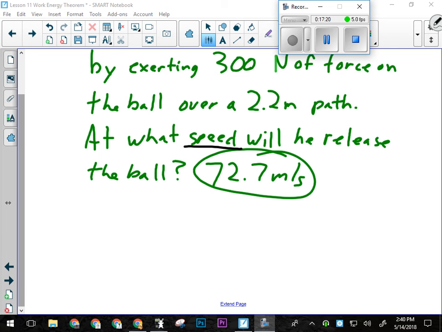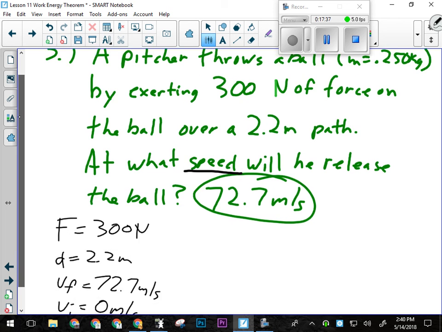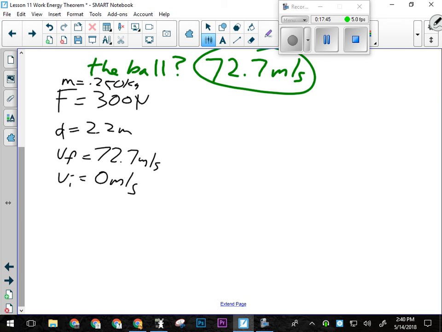So our givens are, we have a force of 300 newtons, a distance of 2.2 meters, and a final speed of 72.7 meters per second, and an initial speed of 0 meters per second, and also a mass of 0.250 kilograms. Okay, so as we said, we're changing the kinetic energy here.